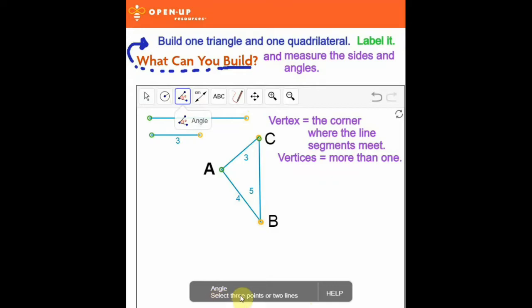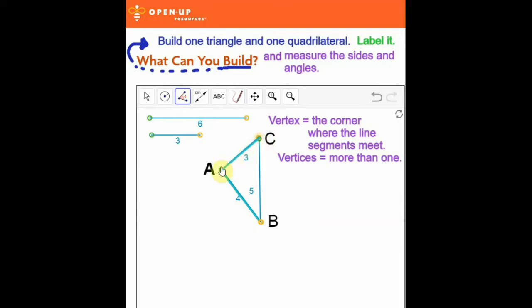And it says select 3 points or 2 lines. So I'm going to select 3 points because I want to measure angles C, A, B. So I click here, get my angle icon, click here. 1, 2, 3. Except the trouble is it's giving me this length of the exterior, the reflexive angle. I need the angle inside here. So I'll try again. I'll click here, here, and here. There we go. For some reason, that gave me the angle I'm looking for, 92.46.